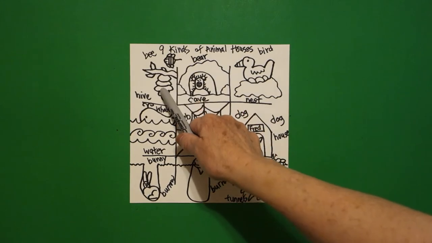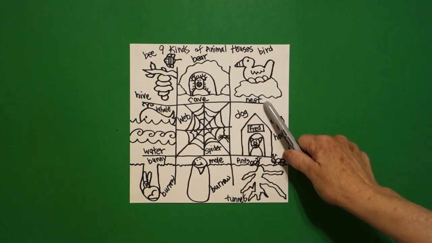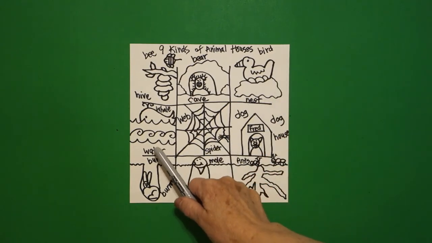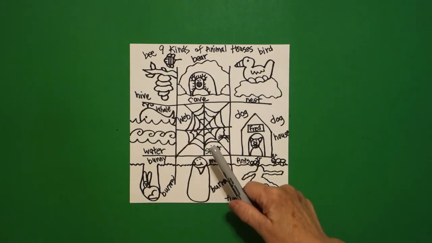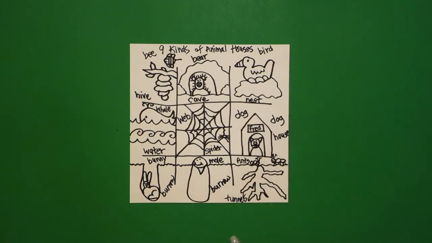So we have a hive with a bee, a cave with a bear, a nest with a bird, in the water, a whale, a web for a spider, a dog in a doghouse, a bunny in a burrow, a mole in a burrow, and ants in tunnels. Okay, let's see how we're gonna color these in.